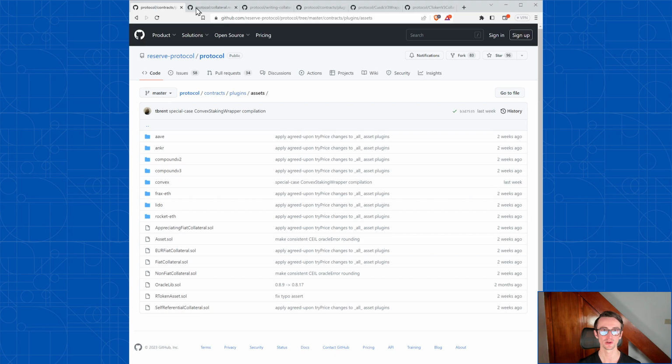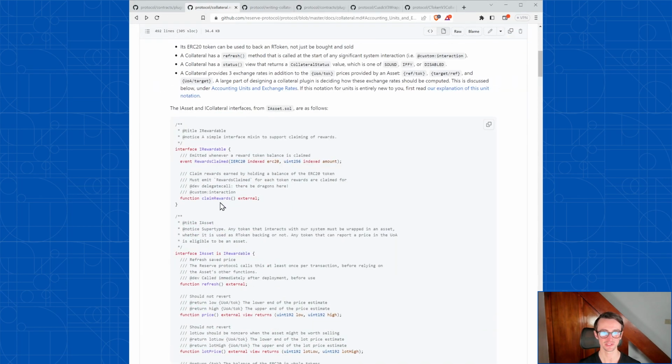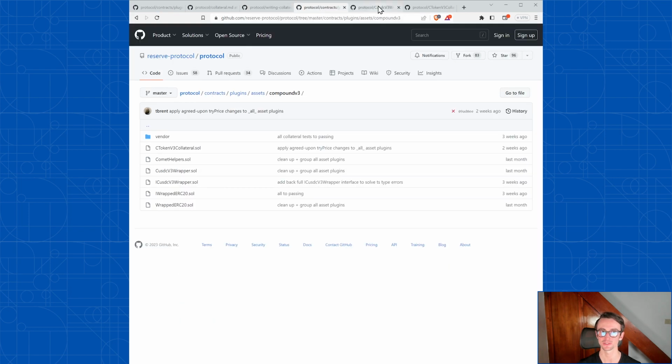This is not super well documented, but you can see here, claim rewards, delegate call. This will always be executed via delegate call from the backing manager. And this is why it's really important for assets to be added by governance and confirmed to not be malicious, because otherwise you can lose everything.